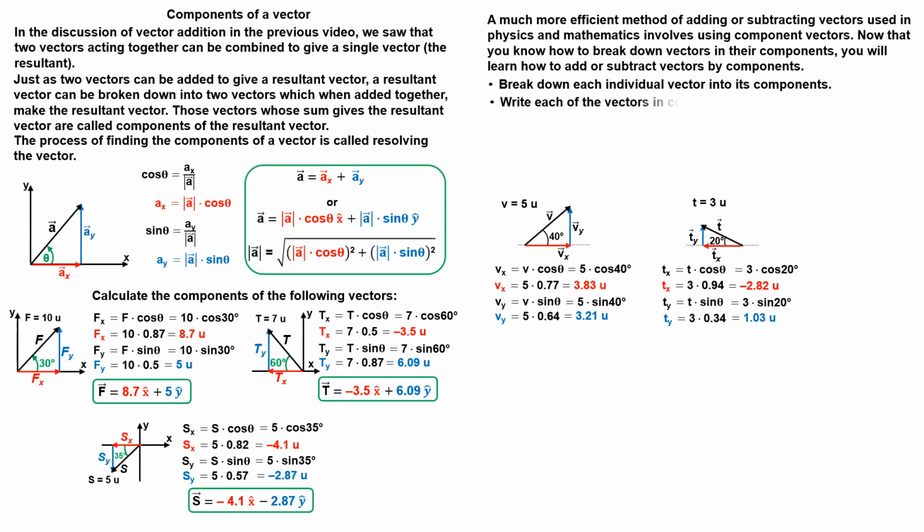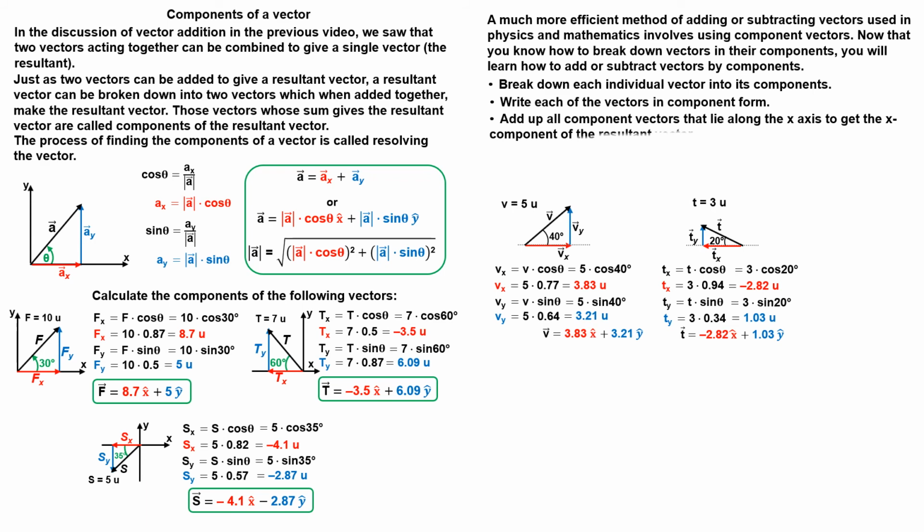Write each of the vectors in component form. Add up all component vectors that lie along the x-axis to get the x component of the resultant vector. Next, add up all component vectors that lie along the y-axis to get the y component of the resultant vector.